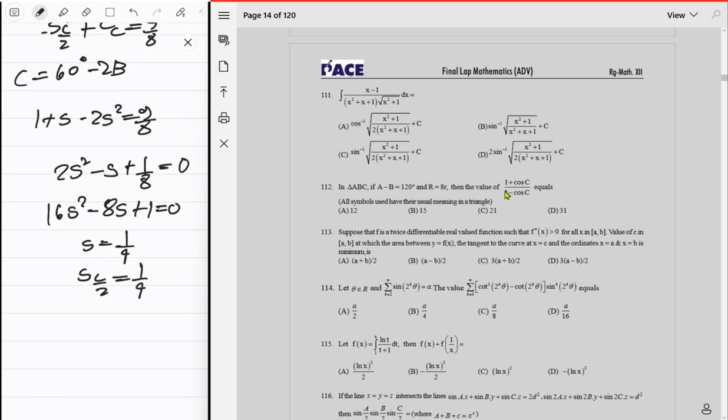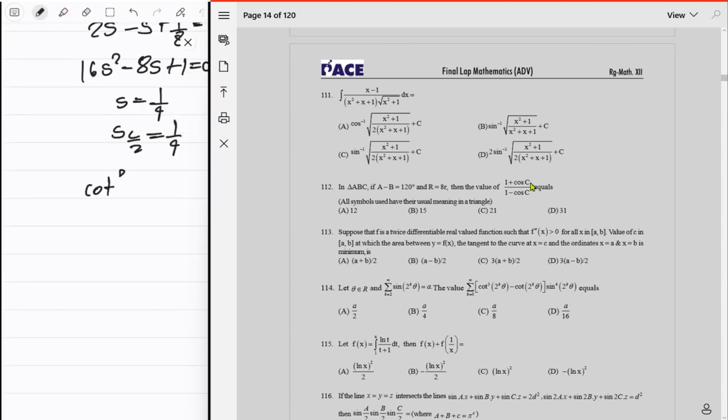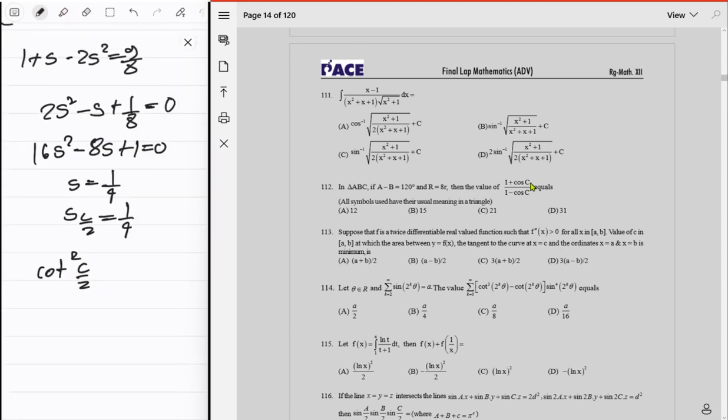What is this thing? This is just cot square of c upon 2, I think. We need to find cot square of c upon 2. Well, what is cosec square of c upon 2? 4, so what will this become? 4 minus 1, 3. Wait, what? Something's wrong about this. Oh no, cosec square of c upon 2 will be 16, sorry. So fine, just 16 minus 1, which is 15. So B is the answer. Next question.